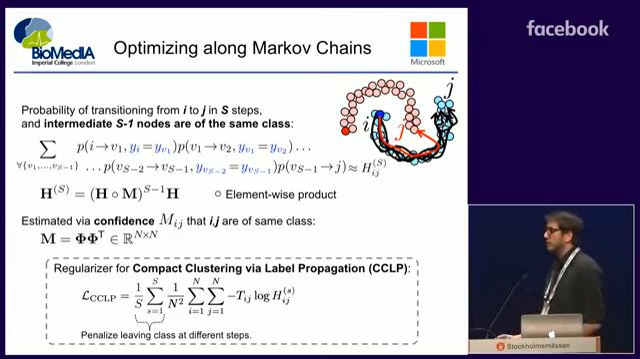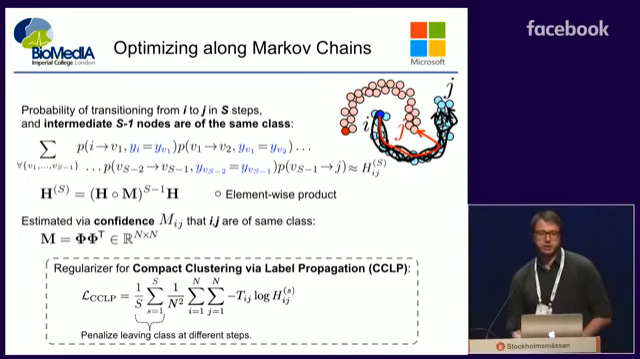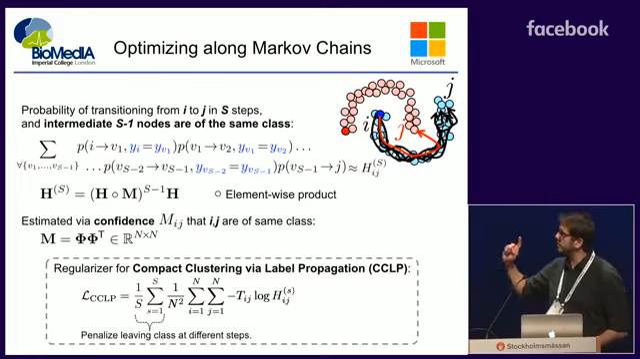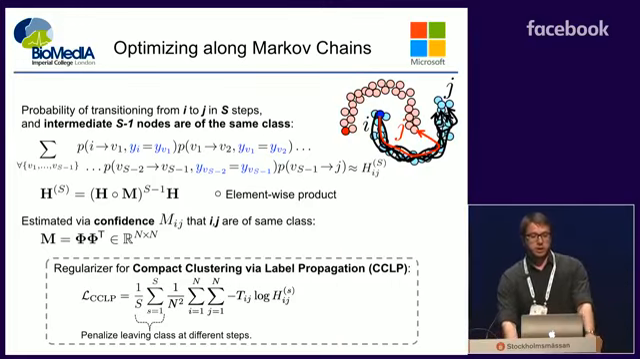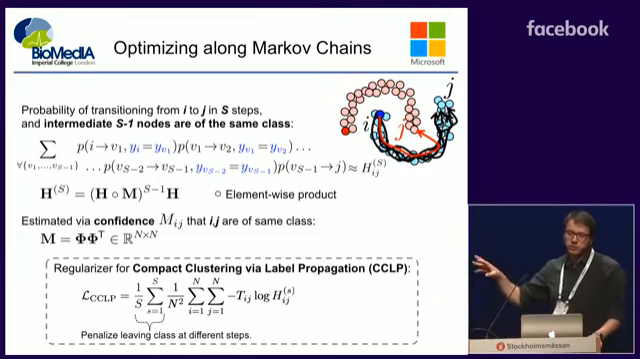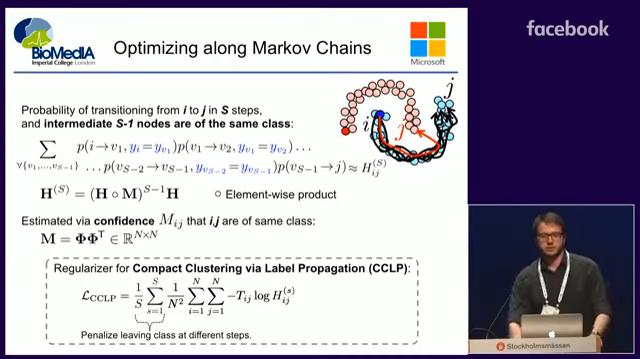The final touch is that we are optimizing over chains of different lengths, so that we penalize the case of leaving the cluster at the last transition at different steps. And this is essentially the final form of the regularizer that we derived, that is the CCLP, compact clustering via label propagation. I'm extremely creative with names.